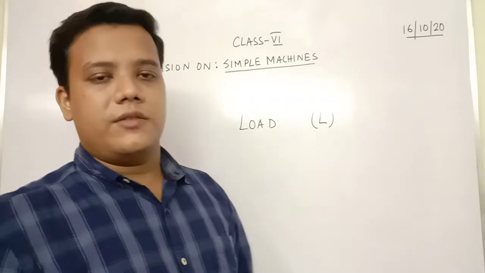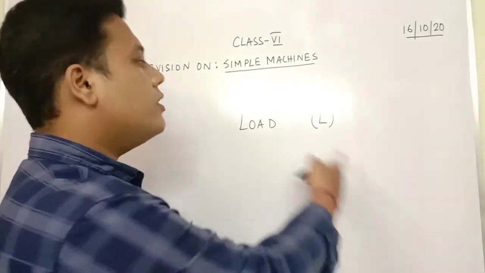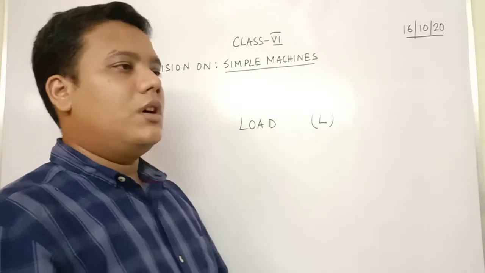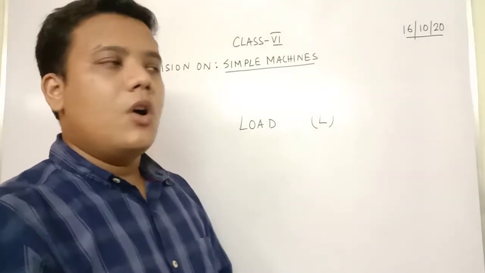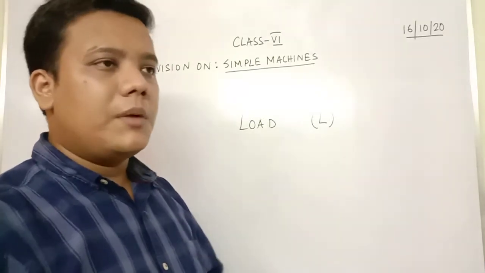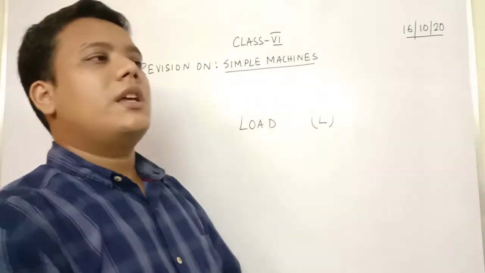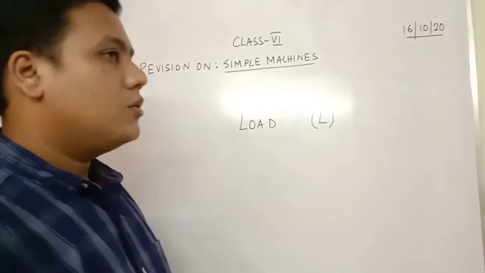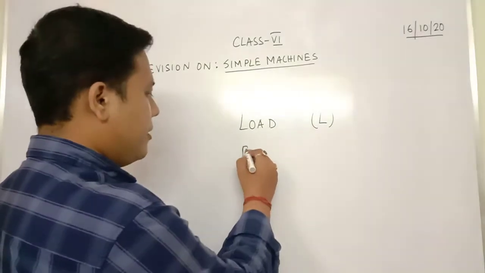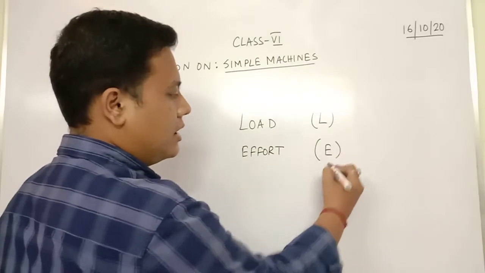Our next term is effort. Effort is the force which is applied on the machine to overcome this load. Suppose I want to lift an object using a wheelbarrow, or I want to pump a hand pump to pump some water. So I have to give some pressure, give some force on that hand pump so that I can take out some water. That force which is applied on the machine is called effort, and it is denoted by the letter E.